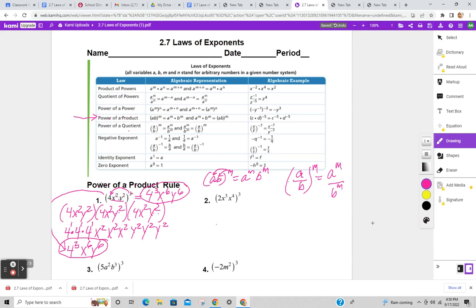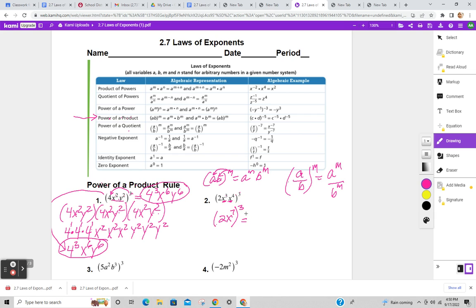All right, so number 2. If you look at number 2, you see that you have powers with the same base x. You could actually simplify inside first before you use the power of a product rule. So why don't we do that? This simplifies to 2, keep the same base x, 3 plus 4 is 7, and then we still have to raise that to the third power.